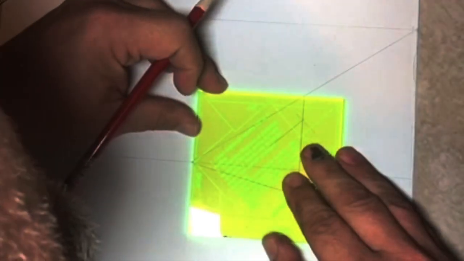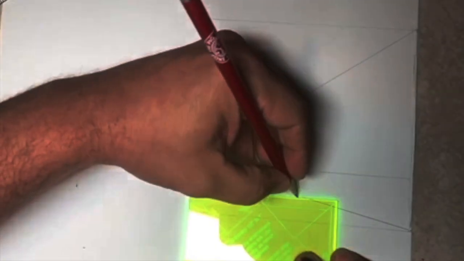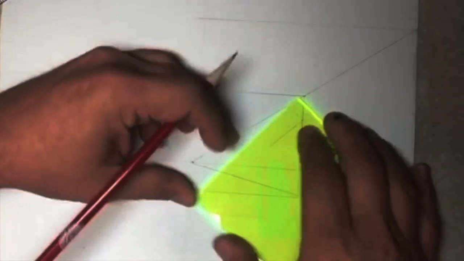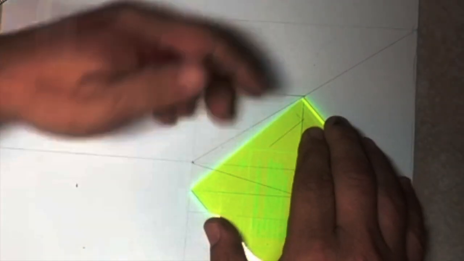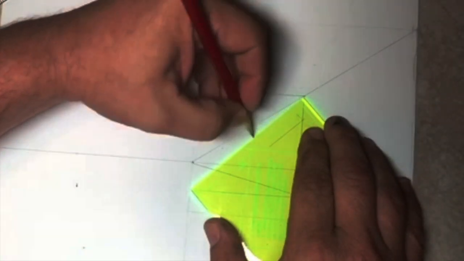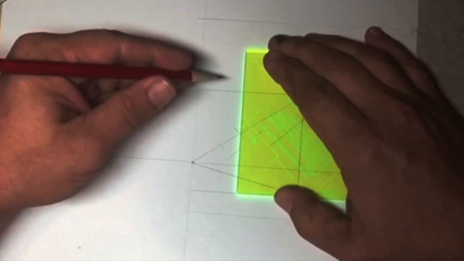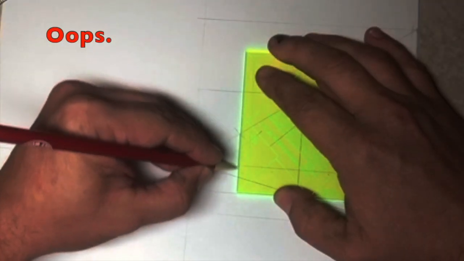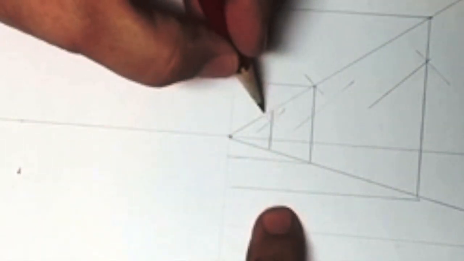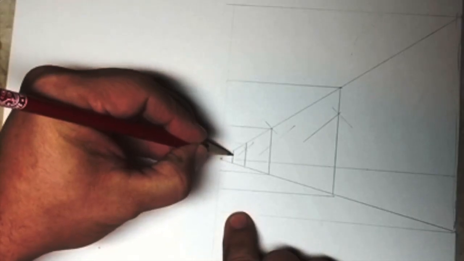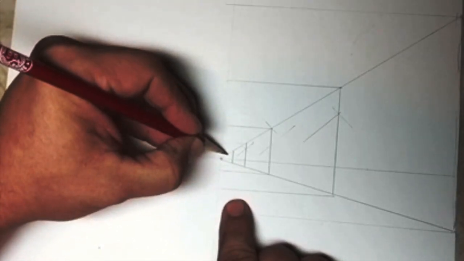Continue finding centers, midpoints. Our next pole, like that. And I continue drawing poles closer and closer. And I'm going to eyeball the next couple. There's going to be one here. And then halfway between there is going to be here.